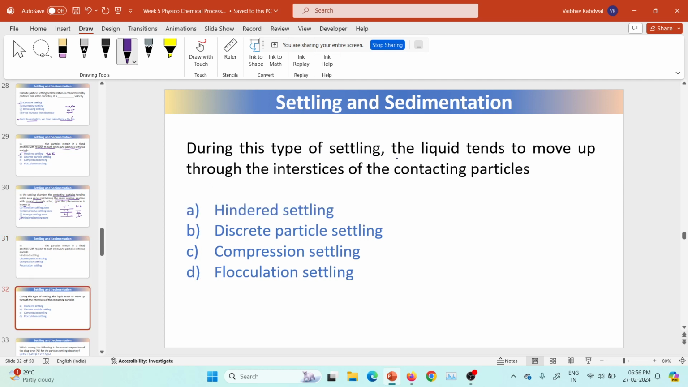During this type of settling, the liquid tends to move up through the interstices of the contacting particles. This is compression settling. Due to the compression, the water present in the interstices comes out. So this is called compression settling.